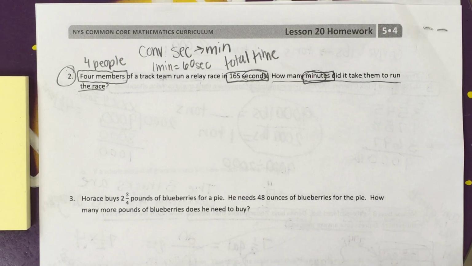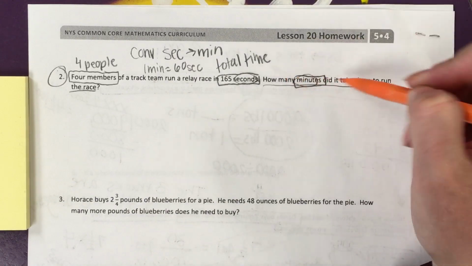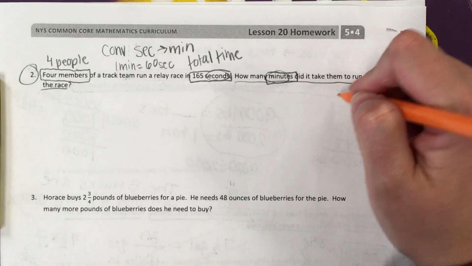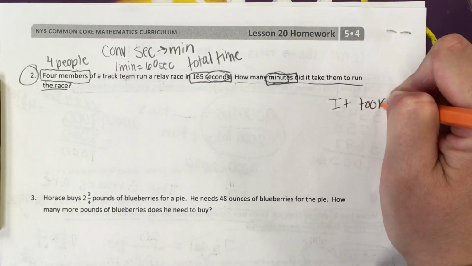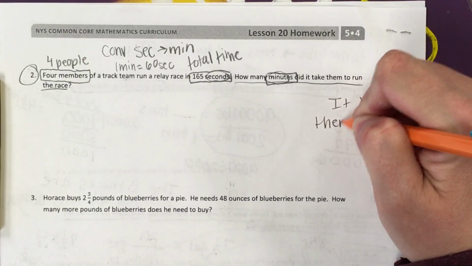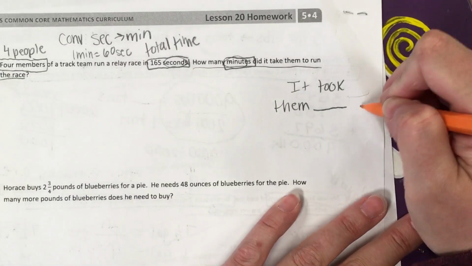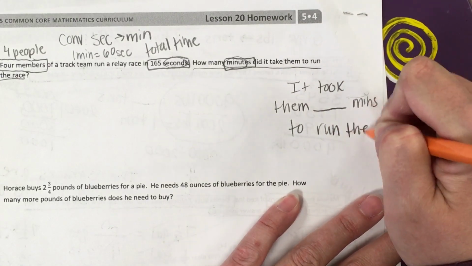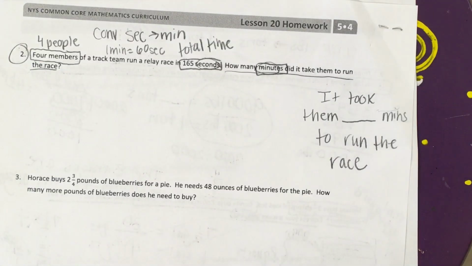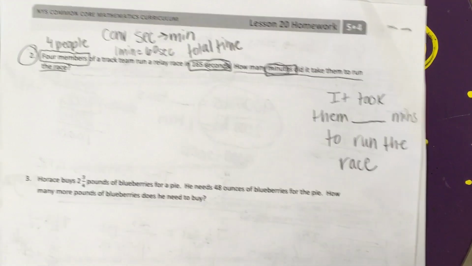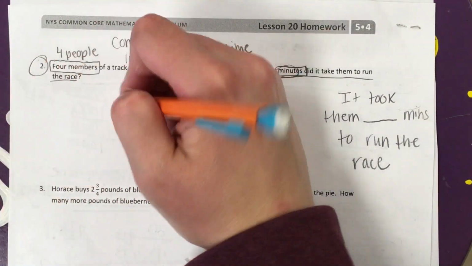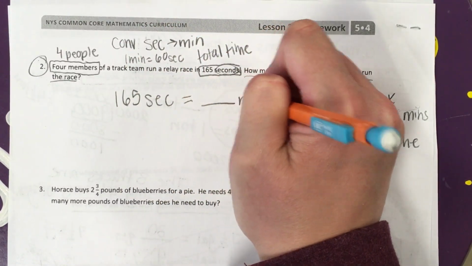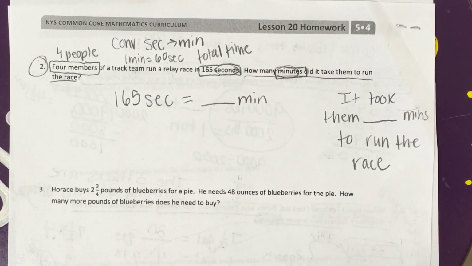Okay, so back to the problem. My answer statement, the question is how many minutes did it take them to run the race? We want to match that as closely as possible. It took them blank minutes to run the race. Okay, so we know the total race is 165 seconds, but we need to know how many minutes that is. So we take our 165 seconds equals blank minutes. Okay, that's the first step in setting up this conversion.